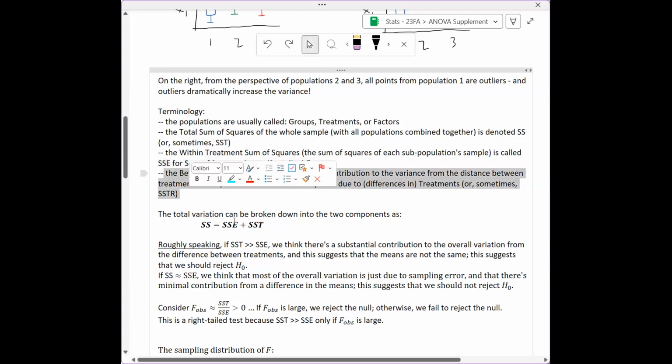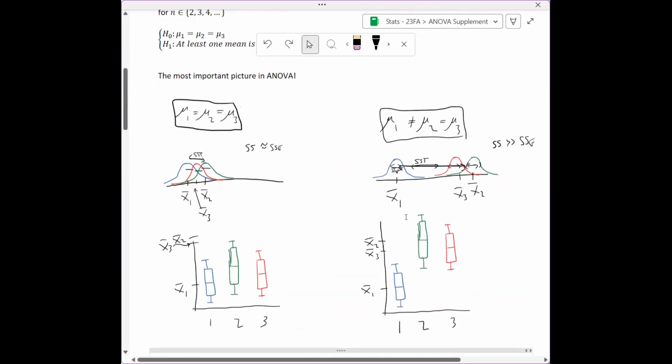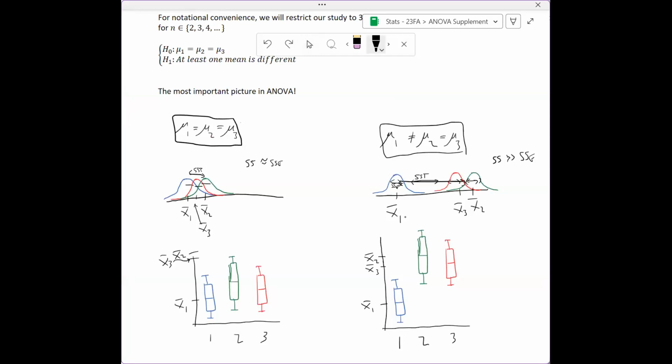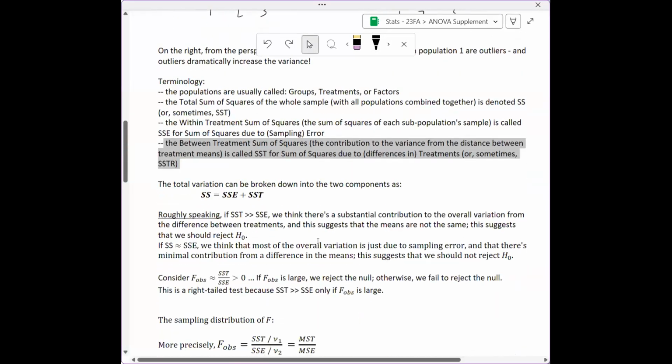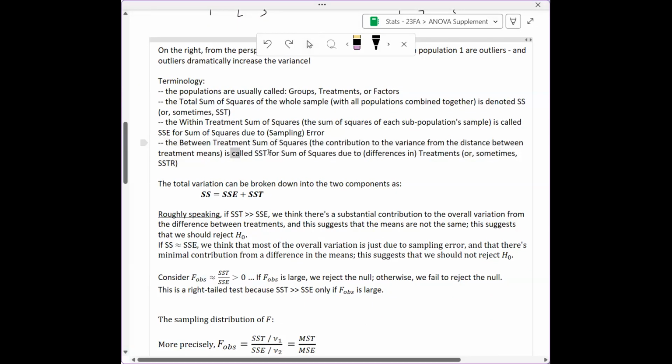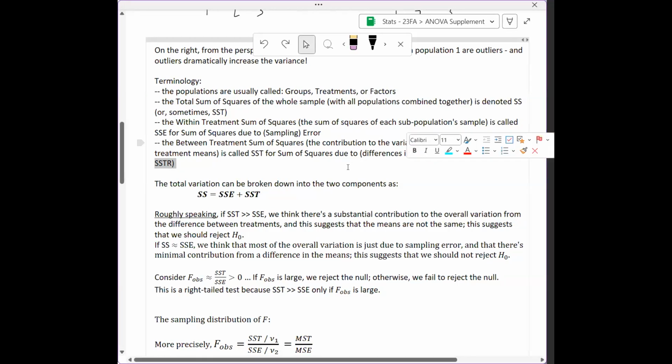And then we have the between treatment sum of squares. That is this big deviation up here. That's the contribution to the sum of squares from, say, x bar 1 being far away from x bar 2 and x bar 3, x bar 1 looking like an outlier relative to sample data 2 and 3. The between treatment sum of squares is called SST for sum of squares due to differences in treatments or differences in the means. Sometimes this is called SSTR.